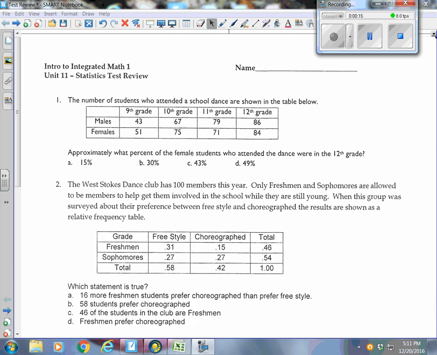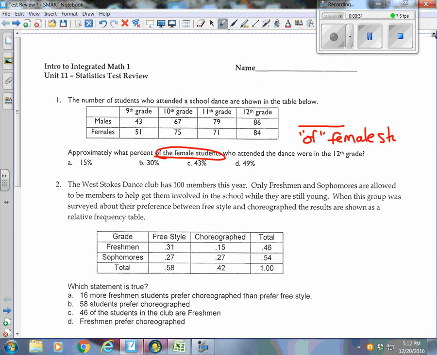Number one, the number of students who attend the school dance are in the chart. Approximately what percent, and I'm going to pick up on the fact that it says of female students. I know that the of part is going to be on the bottom, and it's of the female students. I need all of the female students. So I'm going to have to add 51 plus 75 plus 71 plus 84. If you add all of those, you get a total of 281 female students.